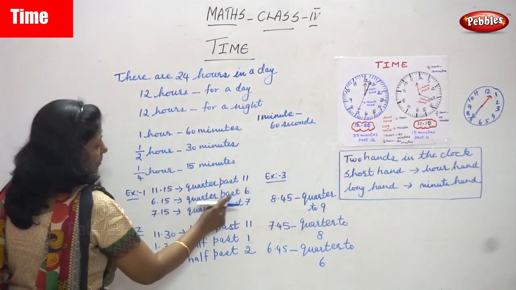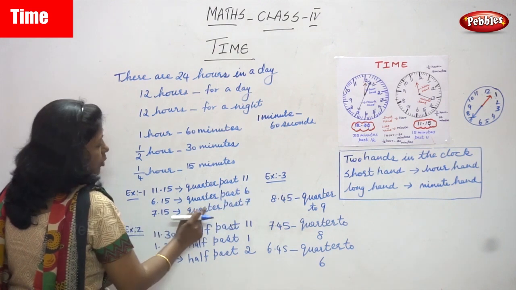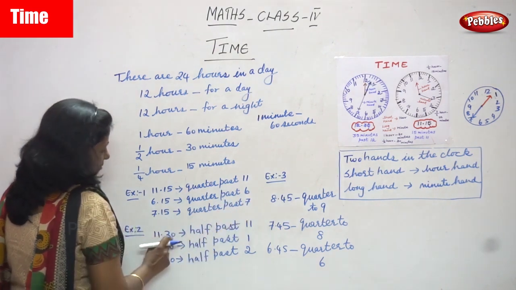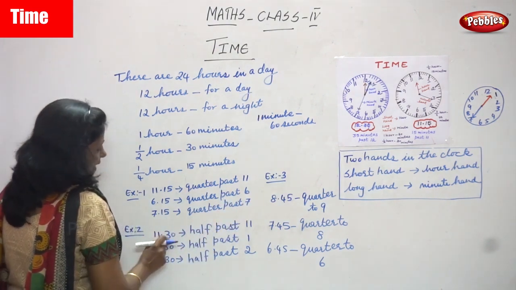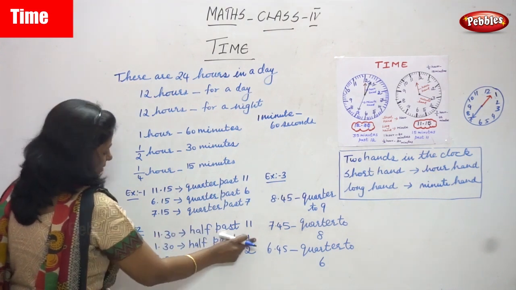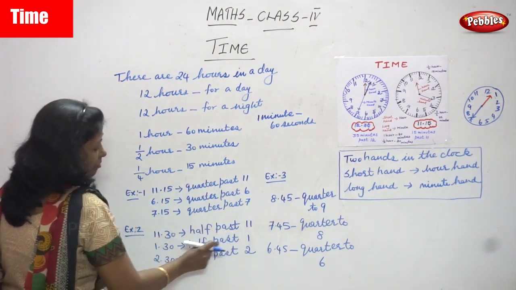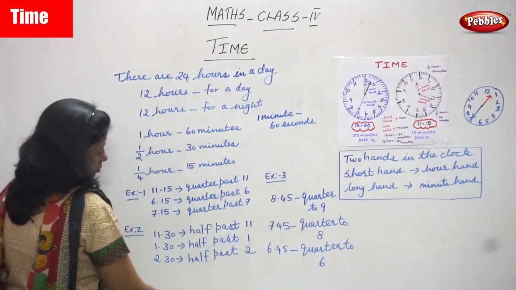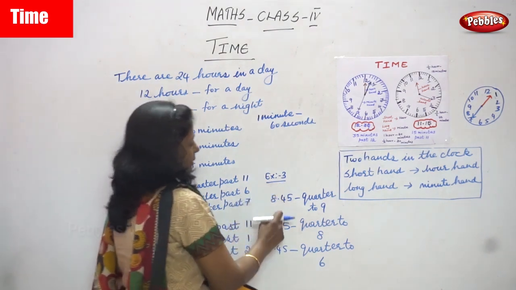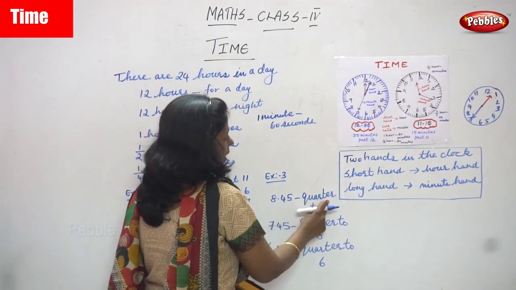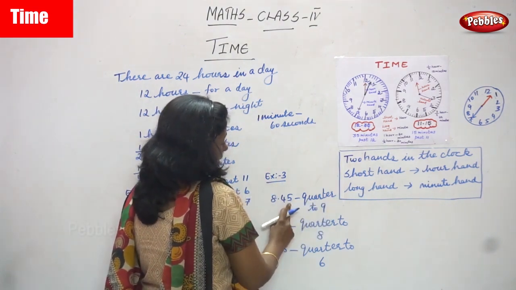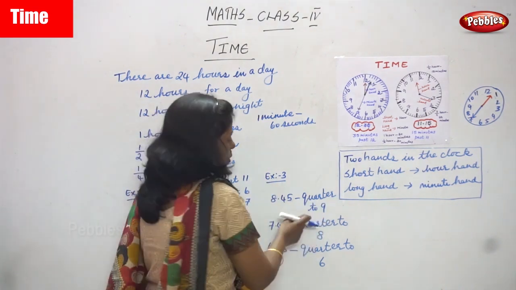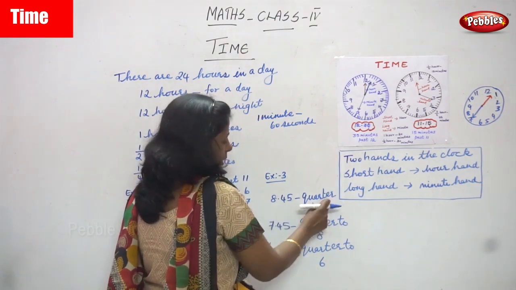6:15 means quarter past 6. 7:15 means quarter past 7. The second example, 11:30 means half past 11. 1:30 means half past 1, and 2:30 half past 2. Then example 3, 8:45, quarter to 9, because 8:45, that means 15 minutes more, it becomes what? 9 o'clock. That is what you have written, quarter to 9.